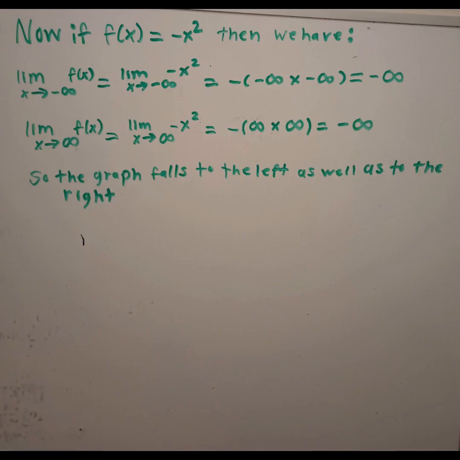Finally, we have a new function f of x equals negative x squared. We input negative infinity into negative x squared, and the negative of a negative infinity times a negative infinity will be negative infinity. Next, we have positive infinity, and we plug that into negative x squared, and the negative of positive infinity times positive infinity will equal negative infinity. So the graph falls to the left with negative infinity, and falls to the right with positive infinity.